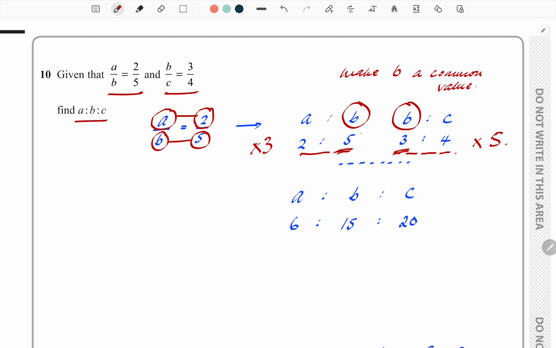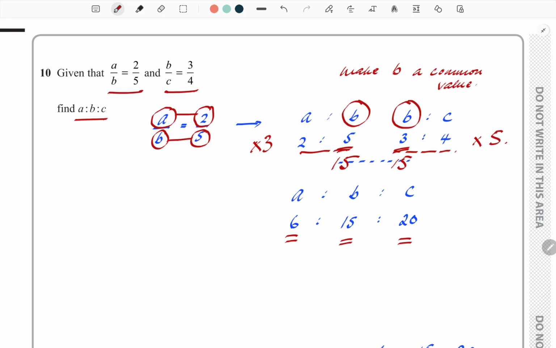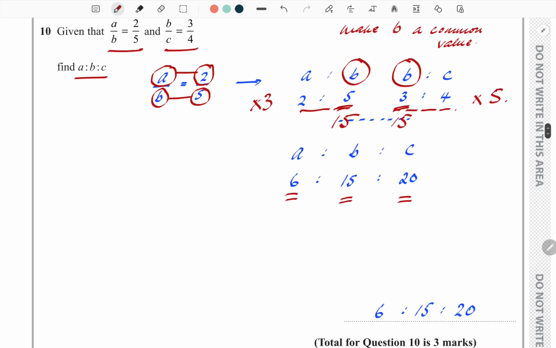What that does is makes B 15 in each case. So 15 and 15. And obviously, if we're timesing the left-hand side by 3, then the A gets times by 3 as well. So that'll be 2 times 3, 6. And we know the B is 15 in both, so that's fine. And the C gets times by 5 as well, so that's 20. So there's your ratio, 6 to 15 to 20.